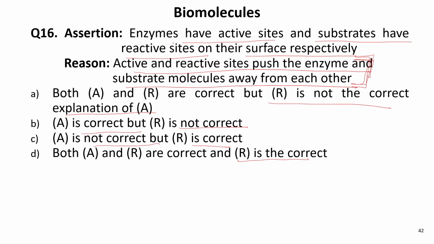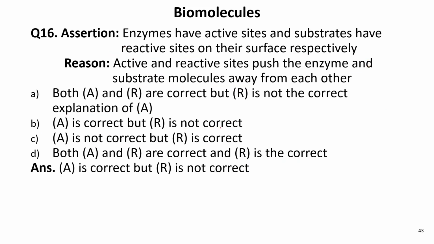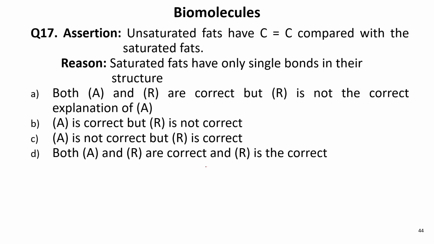So here we can see only assertion is correct, but the reason is totally incorrect. Because enzymes have the active site and substrates have the reactive site, they both bind together. They do not push the enzyme and substrate molecule away from each other. It helps them bind together and ultimately they form the enzyme substrate complex and later the product is formed. When product is formed, the product and enzyme are released. So A is correct but R is not correct.